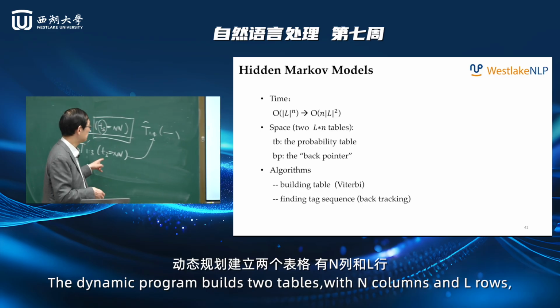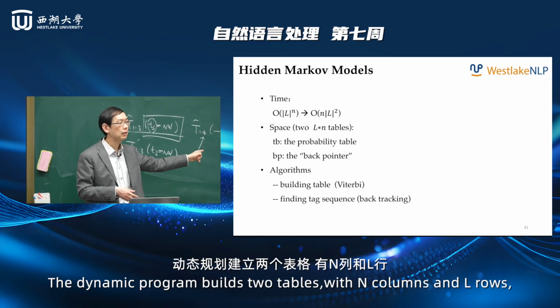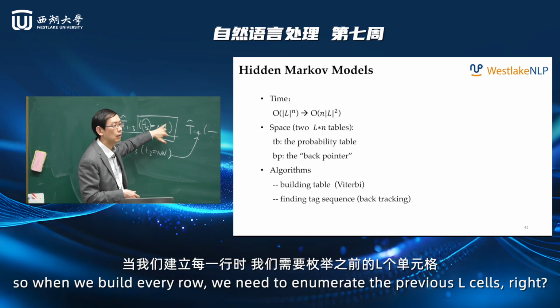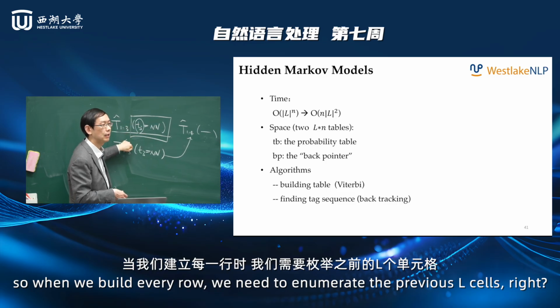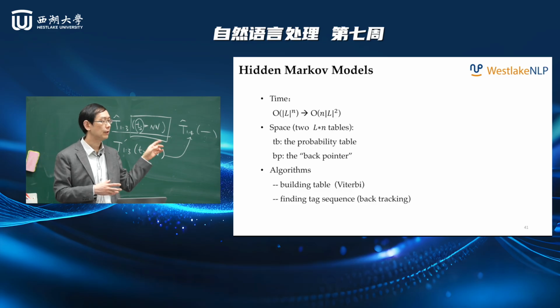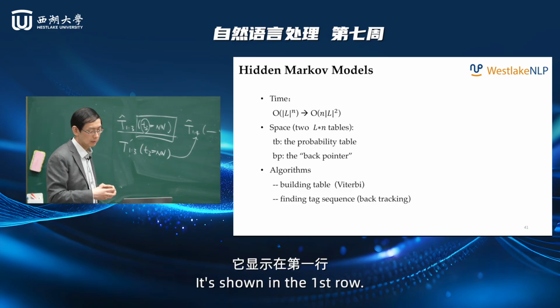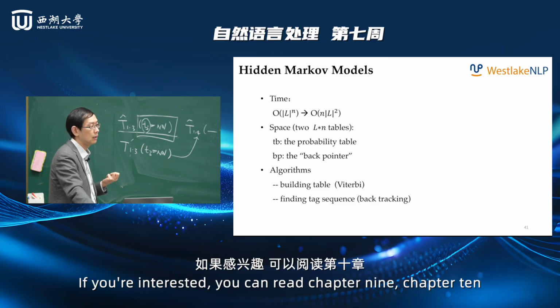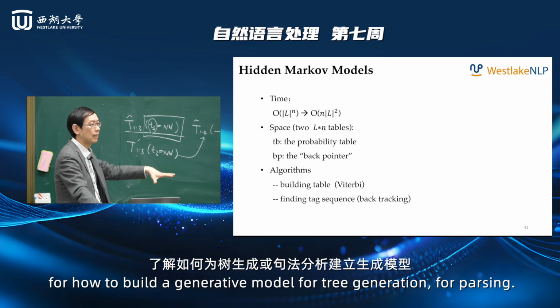The dynamic program builds two tables with n columns and L rows. When we build every row, we need to enumerate the previous L cells, so it's n times L times L. So the complexity is polynomial. It's shown in the first row. All right, so now it's done. You just tasted how to build a generative model for sequence labeling. If you're interested, you can read chapter 10 for how to build a generative model for tree generation, for parsing.